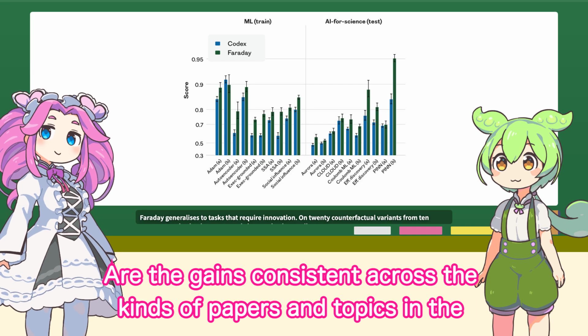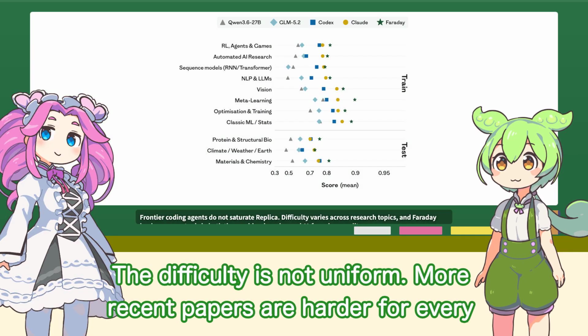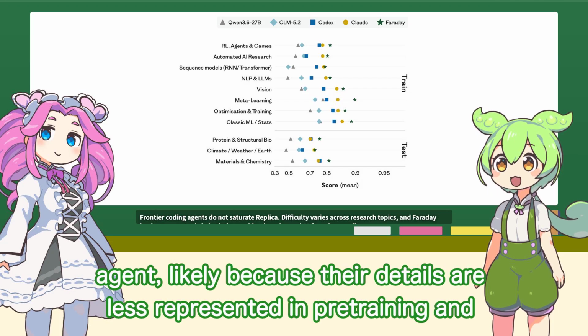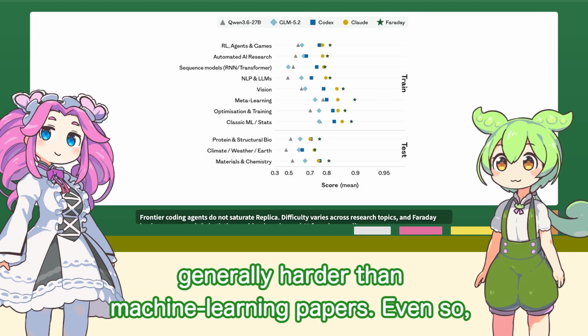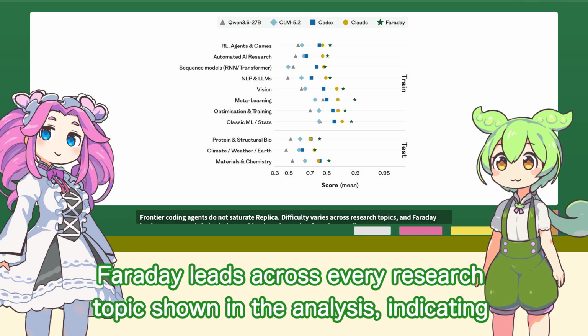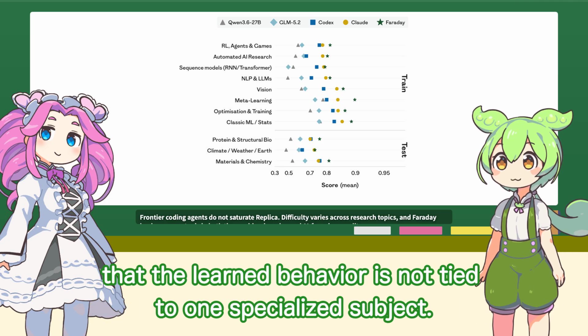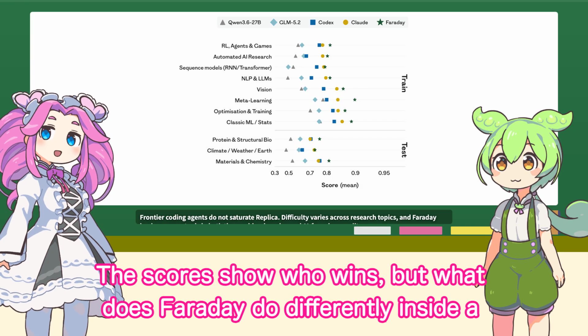Are the gains consistent across the kinds of papers and topics in the benchmark? The difficulty is not uniform. More recent papers are harder for every agent, likely because their details are less represented in pre-training and their experiments use more compute. AI for science papers are also generally harder than machine learning papers. Even so, Faraday leads across every research topic shown in the analysis, indicating that the learned behavior is not tied to one specialized subject. The scores show who wins, but what does Faraday do differently inside a rollout?